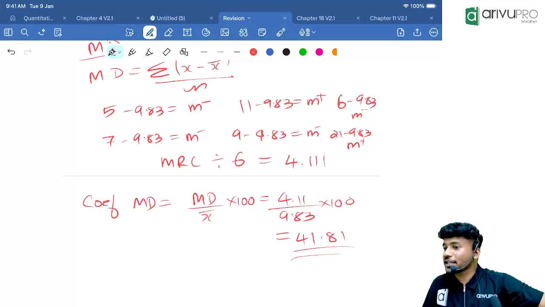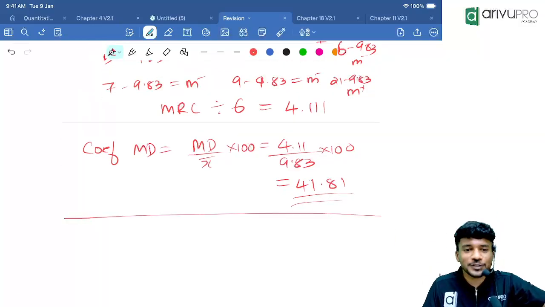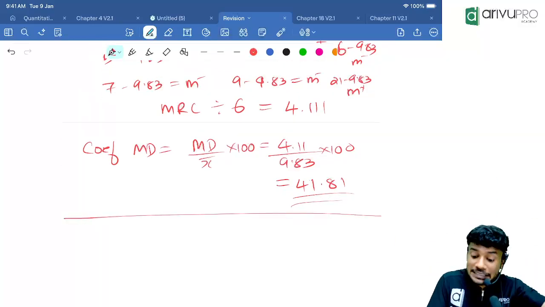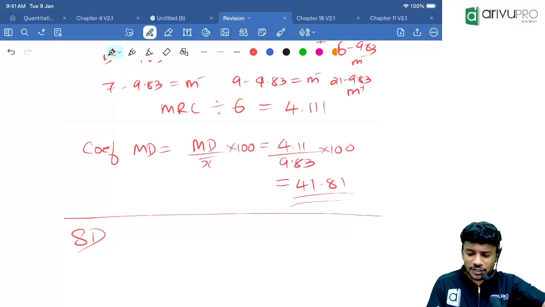41.81. Everyone got it as 41.81. So we found the coefficient of mean deviation also. What is the next one? Standard deviation. What was the formula for ungrouped? We can use either of the two formulas. We will use the first one.